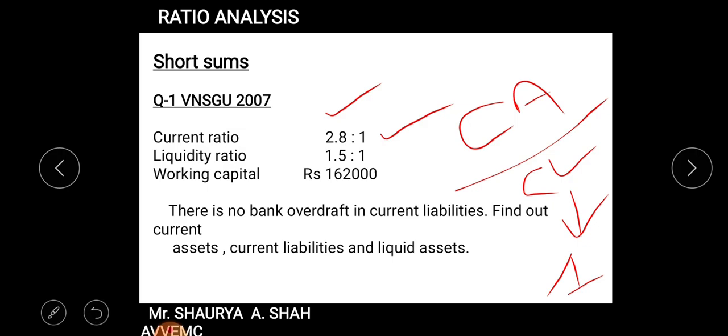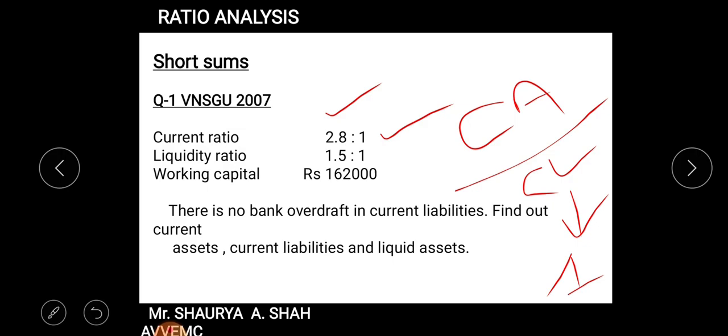Liquidity ratio is 1.5:1. From this liquidity ratio you must be knowing the formulas. We do not consider stock in it and we do not consider bank overdraft. So I can see one thing, that liquid liabilities and current liabilities are the same, as it is 1:1. Working capital is given, 1,62,000. Students, what do you mean by working capital? Working capital is current assets minus current liabilities. So from these 3 pieces of information I can calculate further.